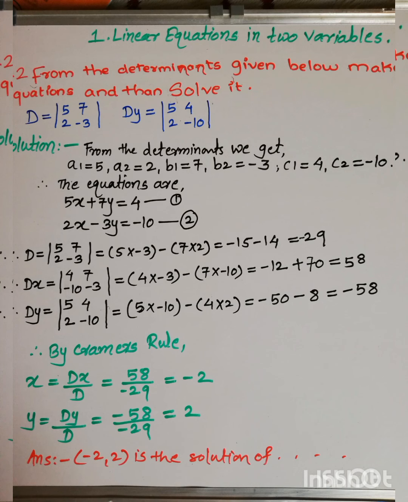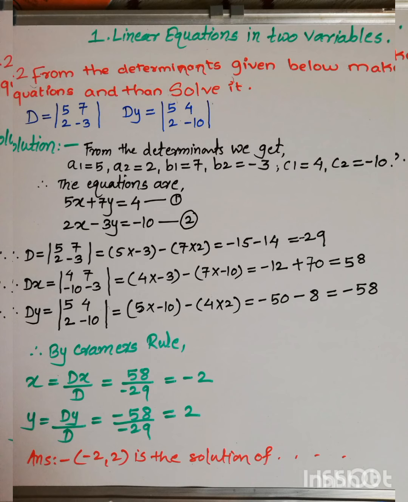Let's see the second question. From the determinant given below, make two linear equations and then solve them. Here, the value of D is given, which is 5, 2, 7 and minus 3. So we know that to find the value of D, we are taking a1, a2 and b1, b2. As per that, here a1 is 5, a2 is 2, b1 is 7 and b2 is minus 3. Understood? And here Dy is equal to 5, 2, 4 and minus 10.